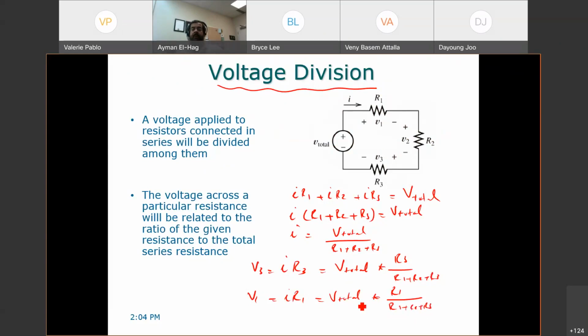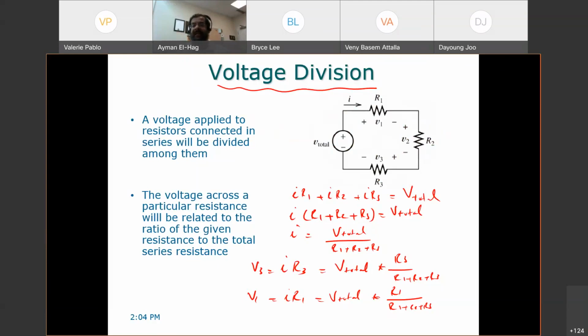Okay, let's come up with the rule. If we have resistors connected in series, they have to be in series. Voltage division is only applied to resistors in series. So R1, R2, and R3 with the voltage source, all of them are connected in series. If they are not in series, then we cannot talk about voltage division. So the voltage source along with the resistors has to be in series.